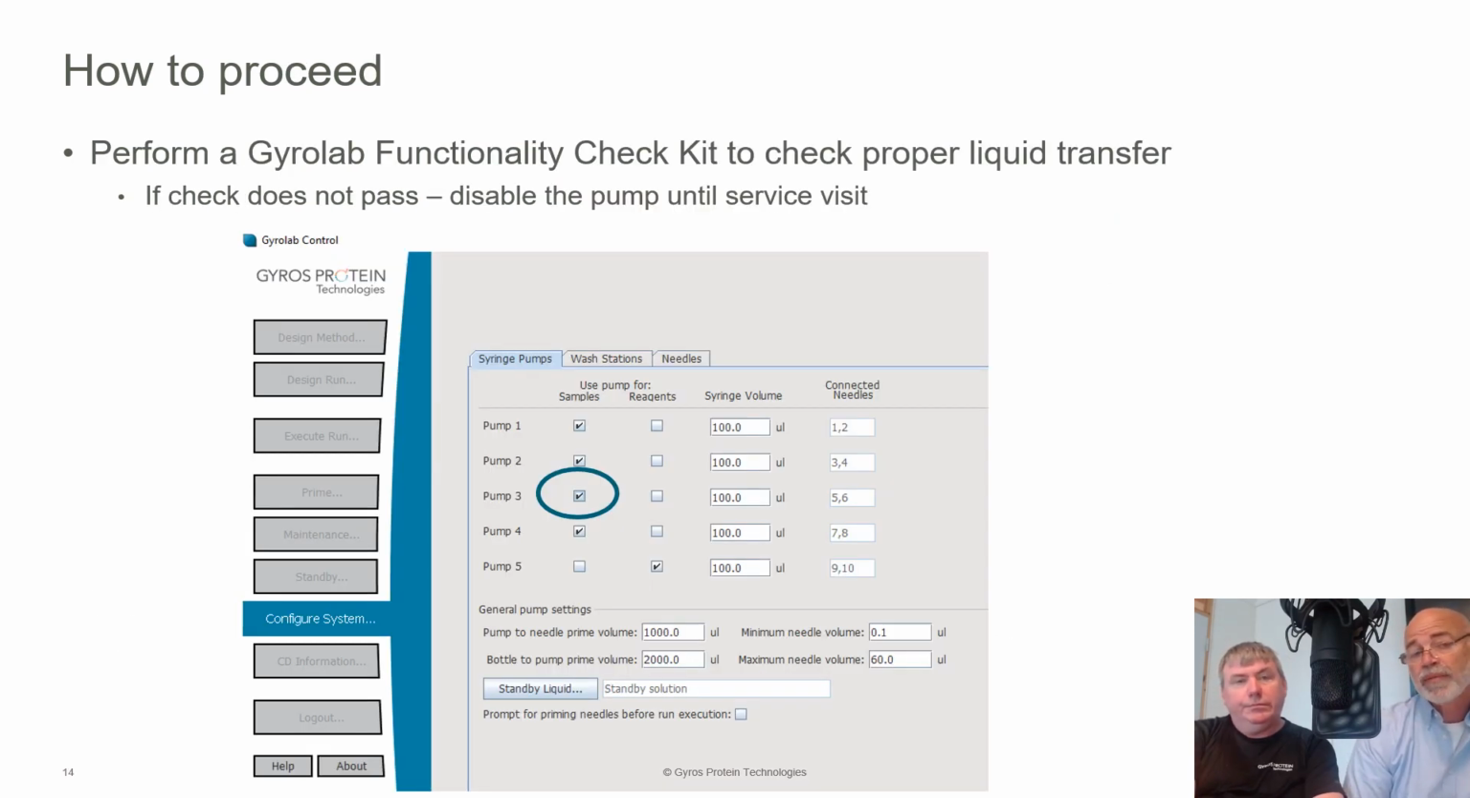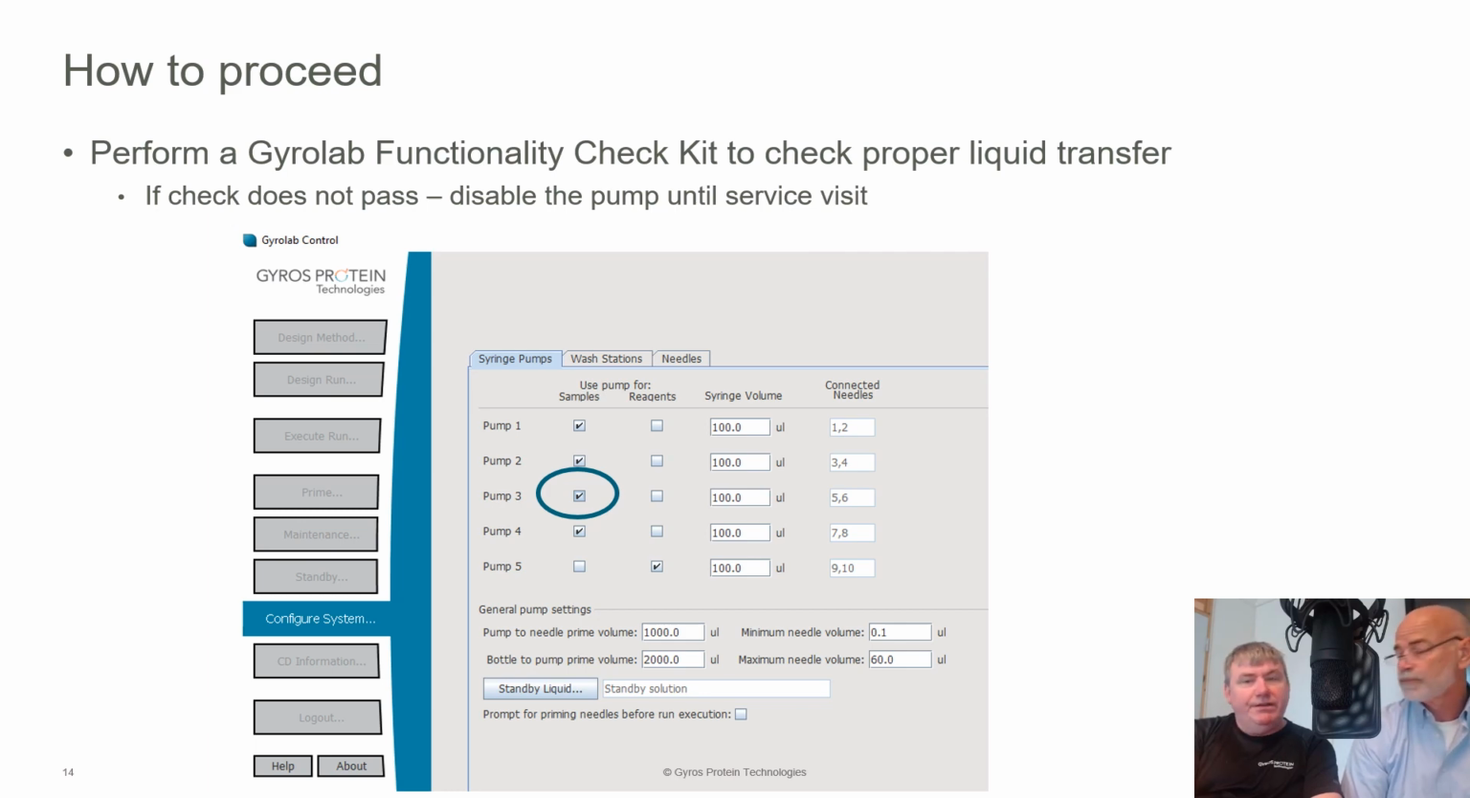So turning back to our example again, one of the steps you might do is to run a functionality check to be sure that you're getting proper liquid transfer. And if something were amiss with your pump and it's failing the Gyrolab functionality check, one option that you have is to disable pump 3. And then as long as you have at least 3 pumps left, you'll be able to continue with your sample analysis. It will adjust, and it can use 3 pumps to do the sample transfer, and the 4th pump would then be used to make sure it's doing the reagents.